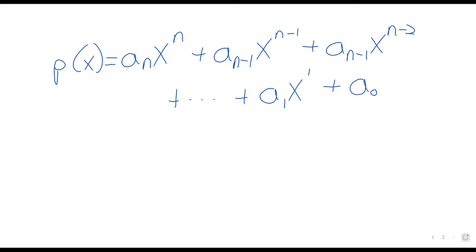So 1, 2, 3, 4, 5, 6, etc. If n is that, then so is n minus 1, n minus 2, and so on. I mean, if we start with a 7th power, then we've got a 6th, a 5th, a 4th, a 3rd, a 2nd, and a 1st power, together with one term that isn't attached to a power. And that's the basic idea behind a polynomial.